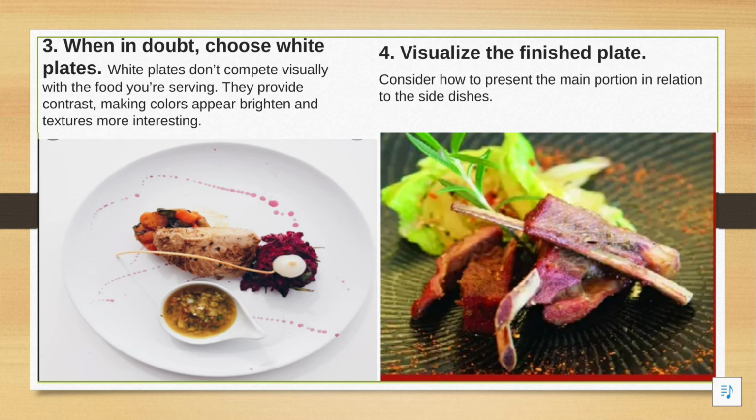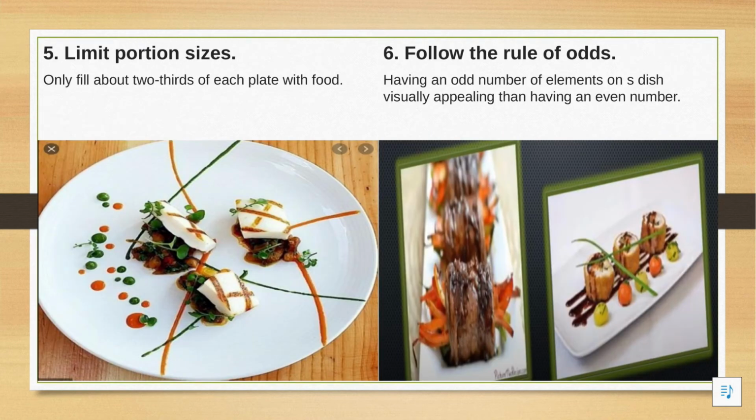Number 3. When in doubt, choose white plates. White plates don't compete visually with the food you're serving. They provide contrast, making colors appear brightened and textures more interesting. Number 4. Visualize the finished plate. Consider how to present the main portion in relation to the side dishes. Be it a slice of pie, meat, or anything else, consider when it looks best on the plate with the other elements of the dish.